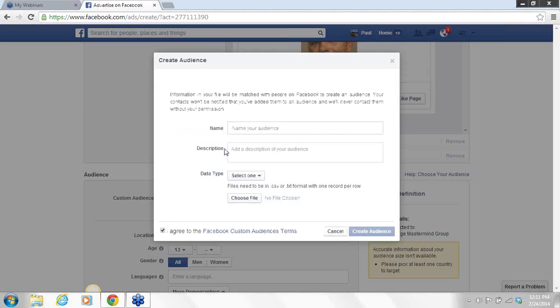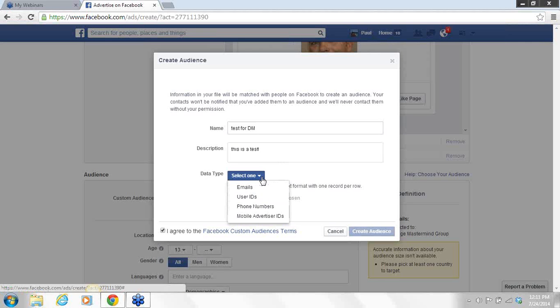With the data file custom audience, with any custom audience, quite frankly, you're going to give it a name and a slight description. So we'll call this test for Daily Mastermind. My description is: this is a test. And then you get to the data type, and it asks you to select one. So it's asking me, do I want to upload emails? Do I want to upload user IDs? Do I want to upload phone numbers or mobile advertiser IDs?